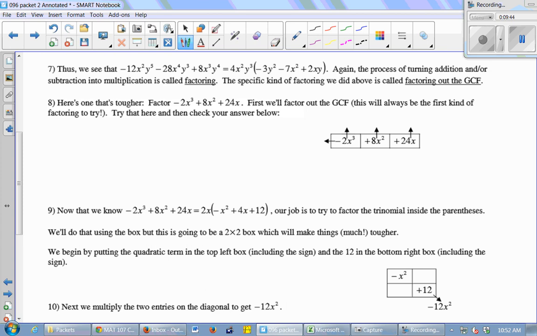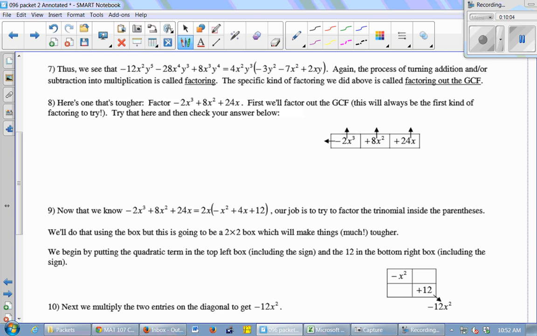So here's one that's a little tougher. I've got negative 2x cubed plus 8x squared plus 24x. So I took what I was given here and I wrote it in 3 boxes: negative 2x cubed, plus 8x squared, plus 24x. I'm going to start by factoring out the greatest common factor, the GCF.